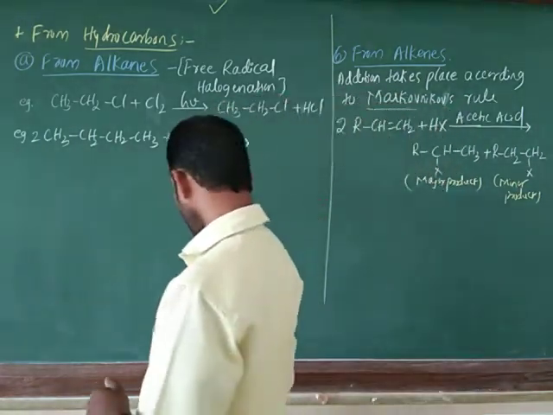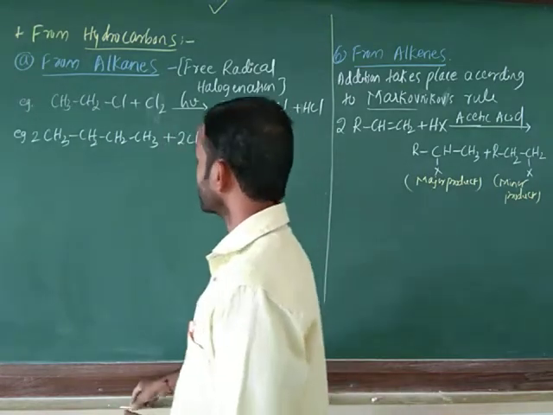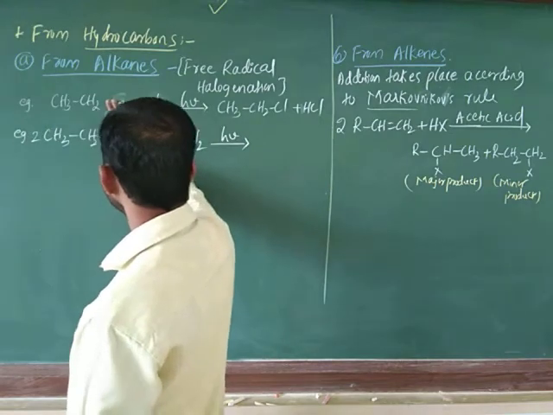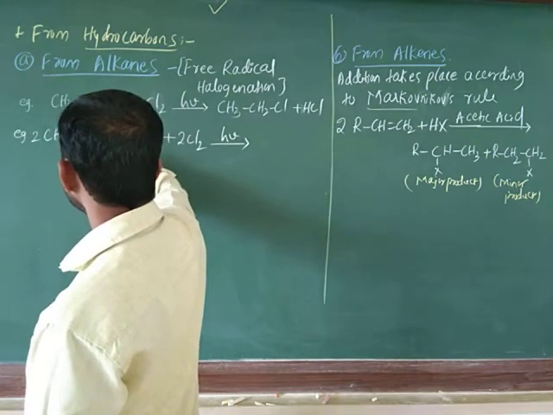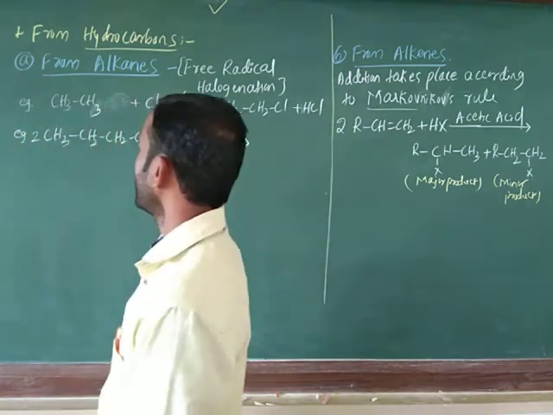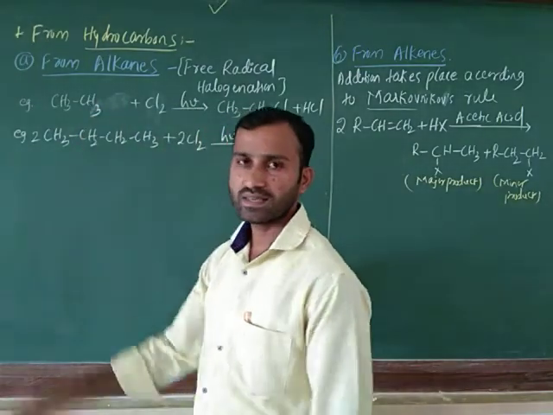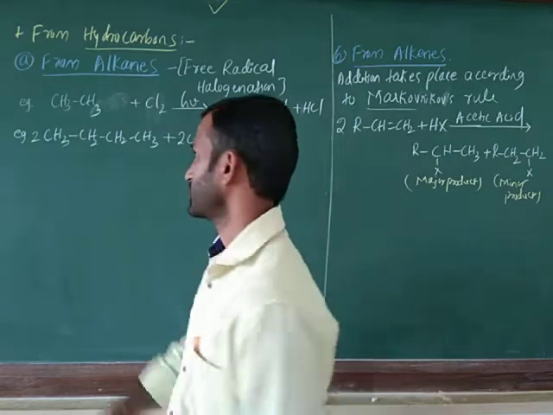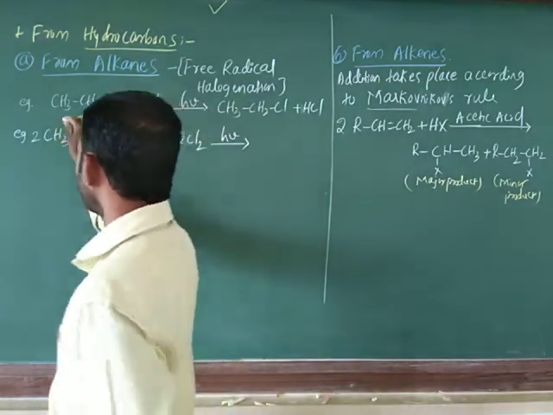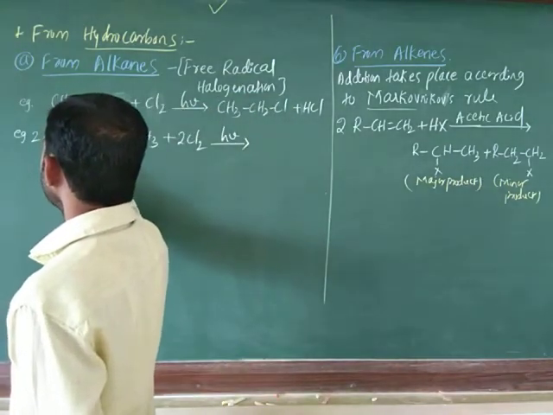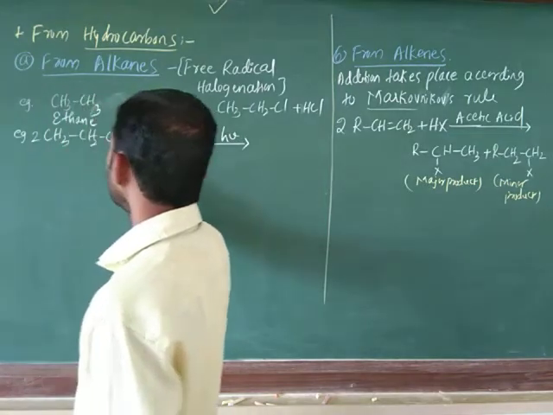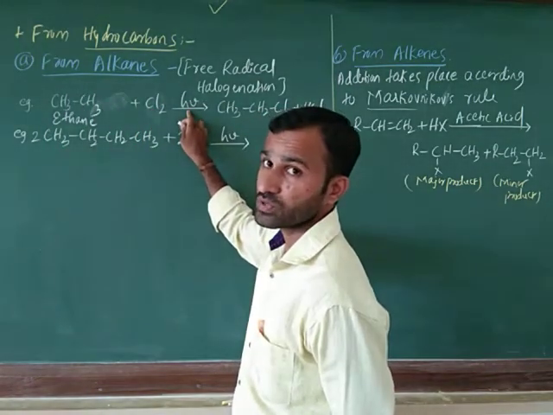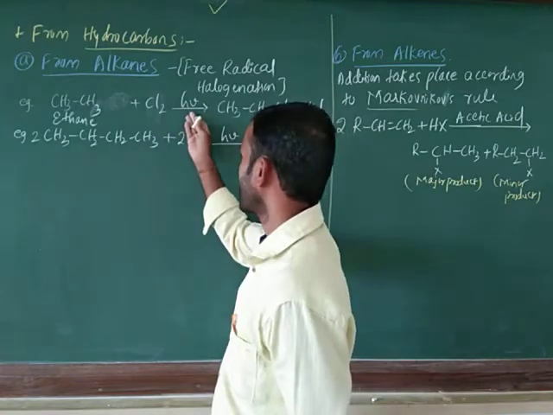Now the starting material from alkanes. Okay, make a correction: this is not Cl, this is CH3, because this CH3 indicates ethane, which acts as the alkane. What is the name of this one? Ethane. This ethane can react with Cl2 in the presence of hv. The hv is light, which means photolysis.